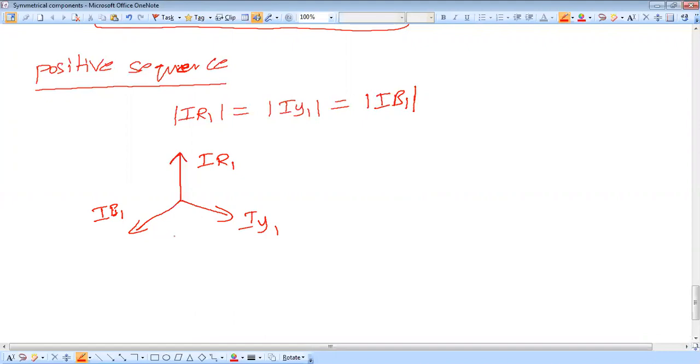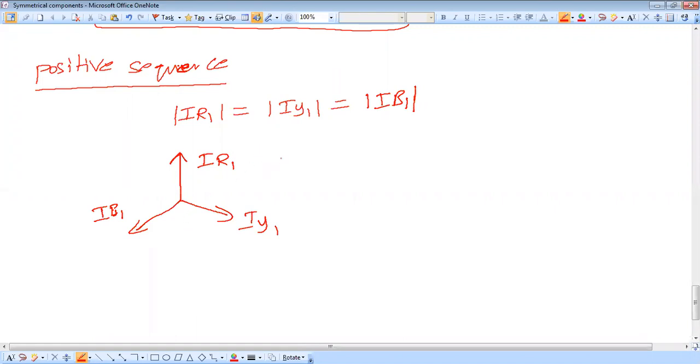Here the sequence components are balanced components, so they satisfy the balanced conditions. Here the magnitude of IR1 should be equal to the magnitude of IY1, which should be equal to that of IB1, and each phase is displaced by 120 degrees. One thing is, what is the phase sequence of the positive sequence component? It is very important. Which phase sequence will the positive sequence components follow?